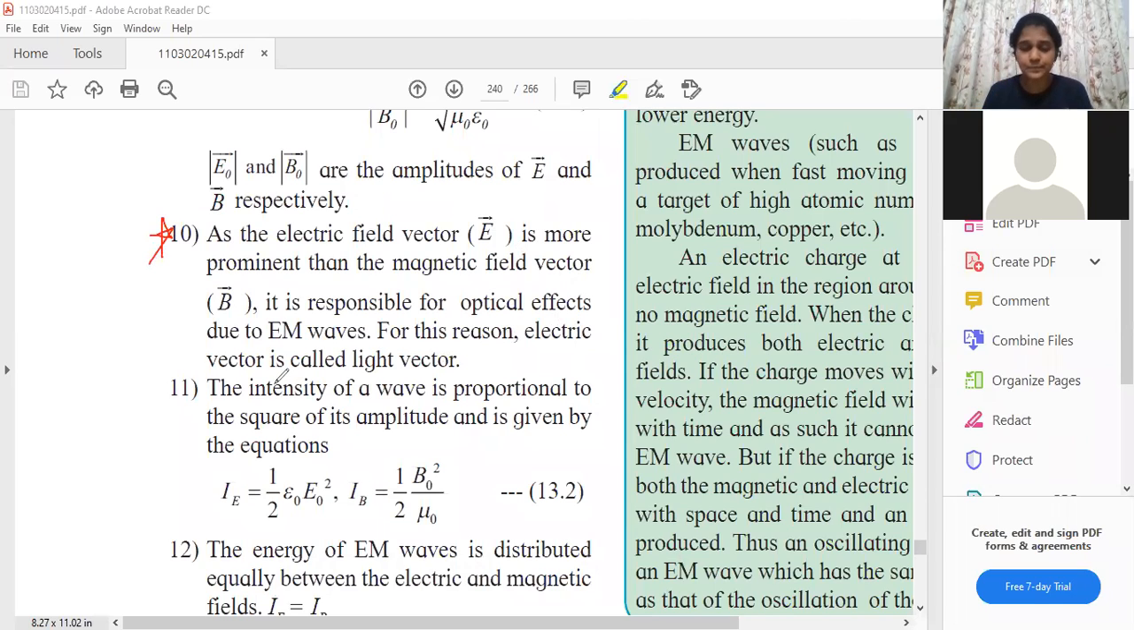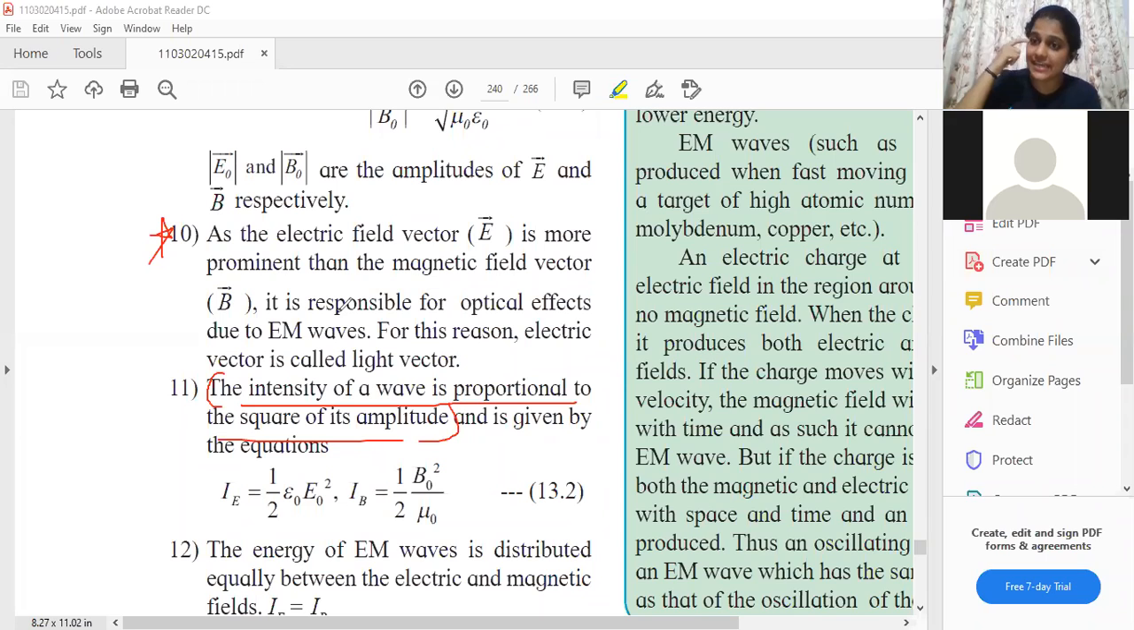Let's see the next one. The intensity of a wave is proportional to the square of its amplitude. Please mark this much part. It is very important. Students, what do we understand by intensity? Intensity is nothing but the power transferred per unit area. No need to write it down. If I ask you to define intensity, intensity is the amount of power transferred through a certain area, that is, P upon A.